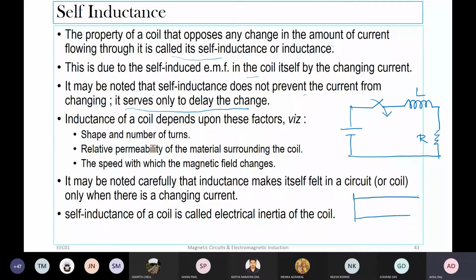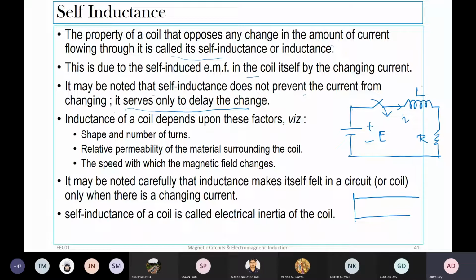Okay, so in steady state, it is a DC circuit. If the source is E, then the current through it will be E by R, isn't it? Because in steady state, inductance will have no effect, because there is no variation in the current, right? There is no di/dt. So it is simply E by R. So E by R is your steady state value of the current.